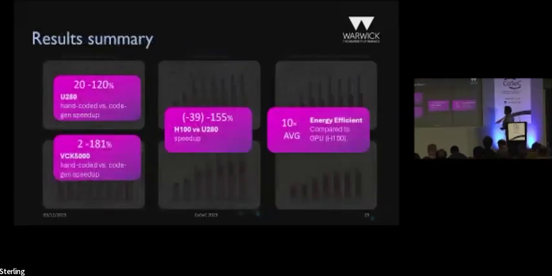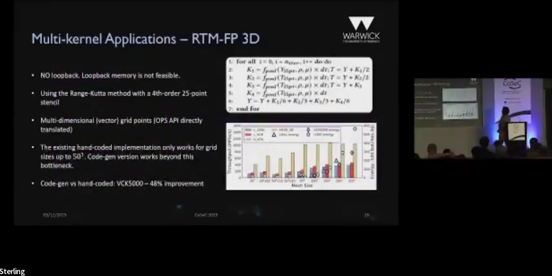And across every application, on average, we are 10 times more power efficient. That's the big part. If we are running an application with an energy constraint, FPGAs are the best solution. Not only did we limit ourselves to very simple kernels, we also tested multi-stage stencil applications, such as the RTM forward pass, a 3D application, which has a 4th order Runge-Kutta schema with a 25-point stencil.